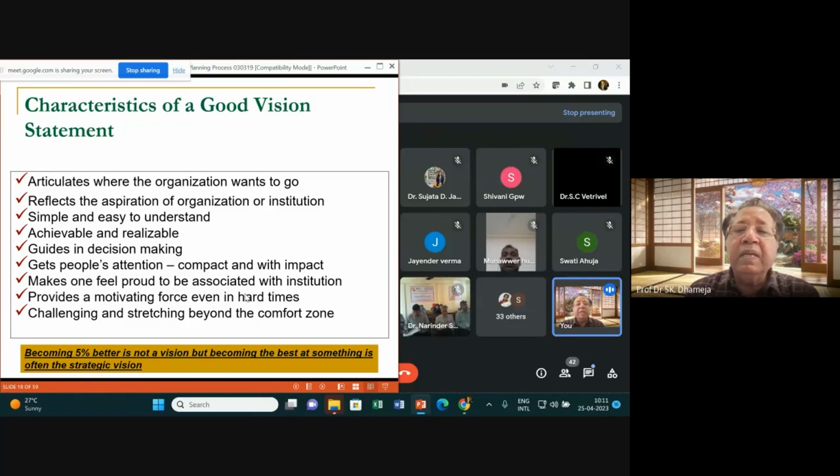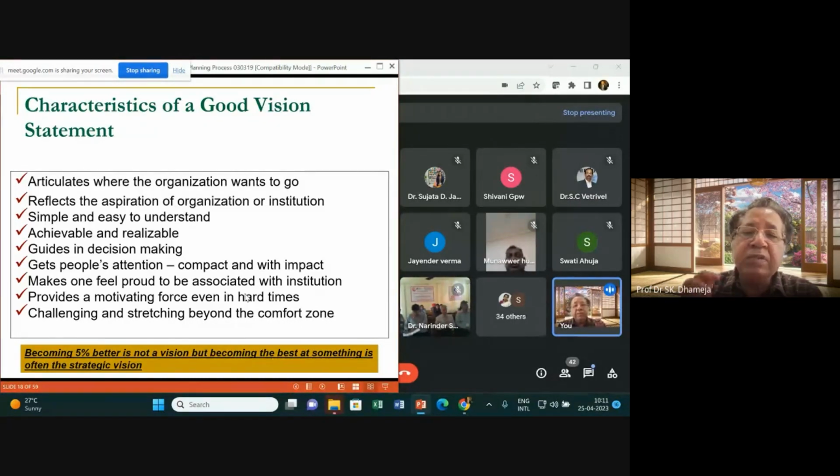Achievable and realizable, guides decision making. It gets people's attention. It should be compact with a lot of impact. It makes one feel proud to be associated with the institution. It provides a motivating force even in the hard times. So when we have challenging times, this vision statement should guide you, should motivate you. Should be challenging and stretching beyond the comfort zones. You have to go beyond your comfort zones to achieve your vision.